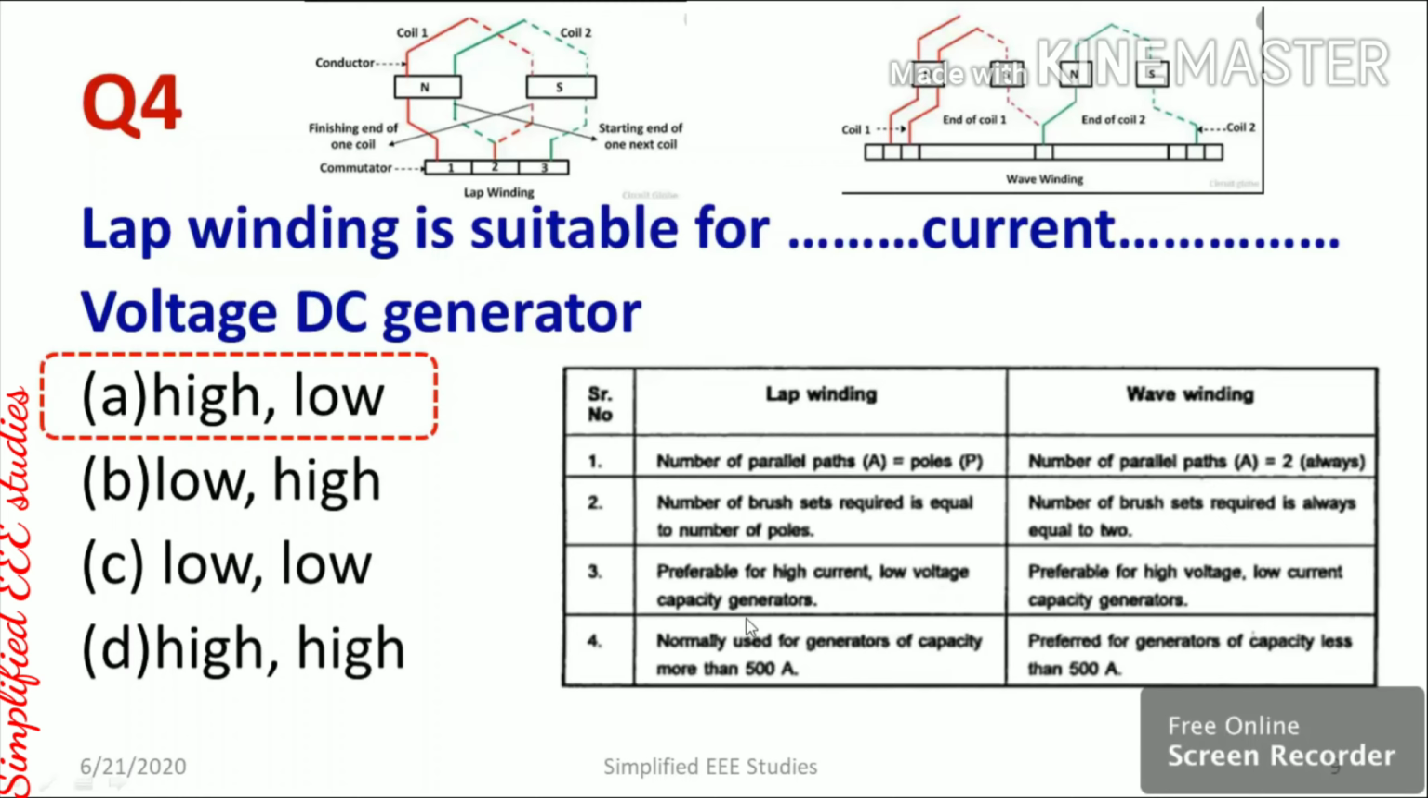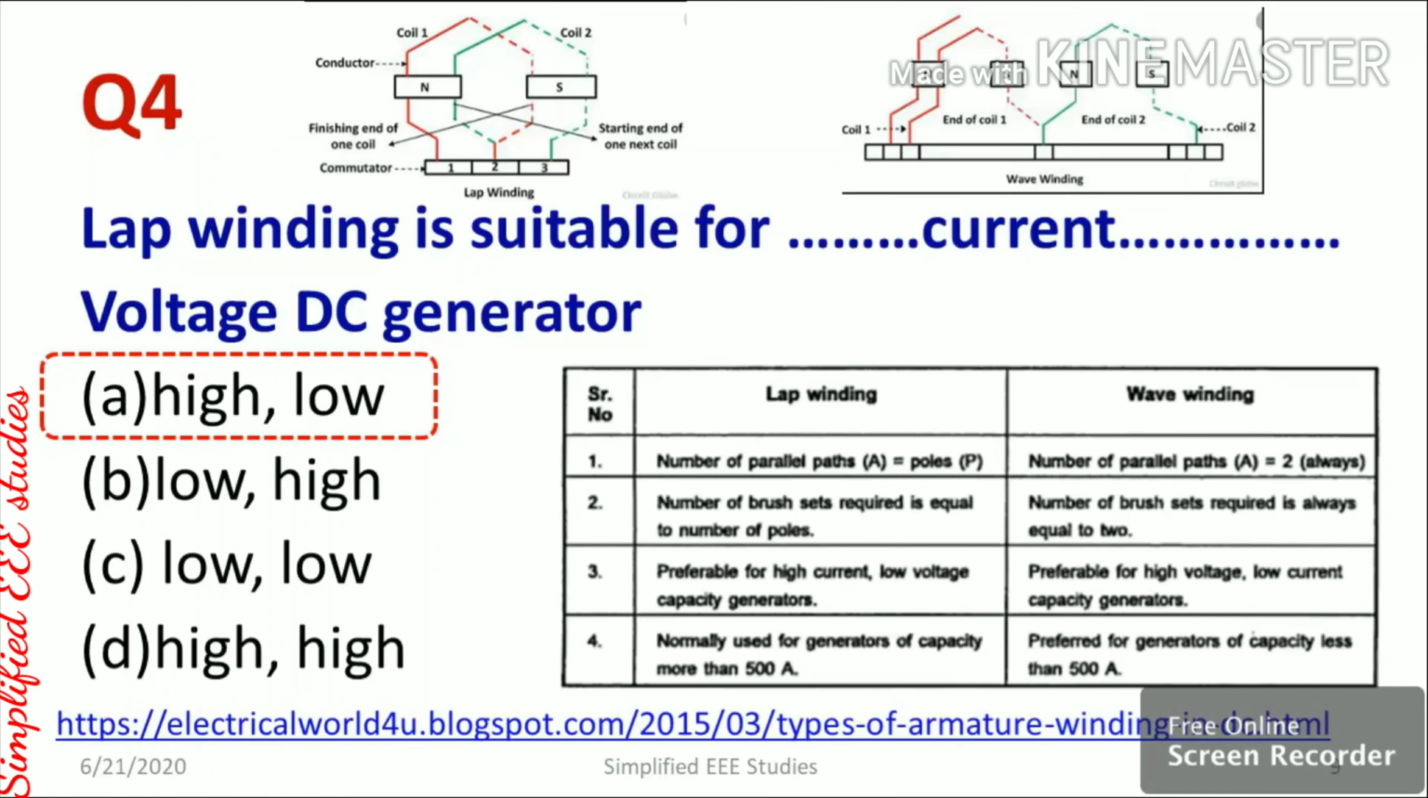Lap winding is preferable for high current and low voltage applications, which I explained in the question itself. Wave winding is suitable for high voltage and low current applications. It is normally used for generators with capacity of more than 500 ampere. If the requirement is high current, you can go for lap winding, whereas for low current you can go for wave winding. So that's a specialty. Let us talk more on the classification of this type of winding in DC generators, that is lap winding and wave winding.